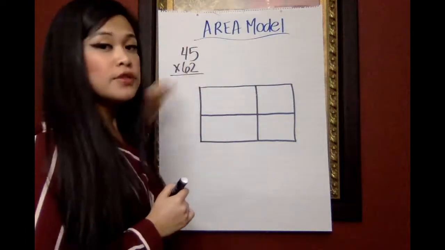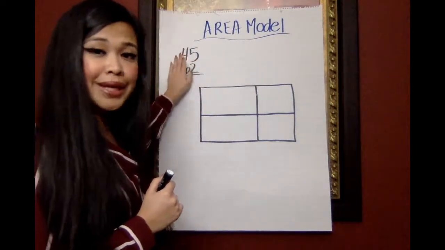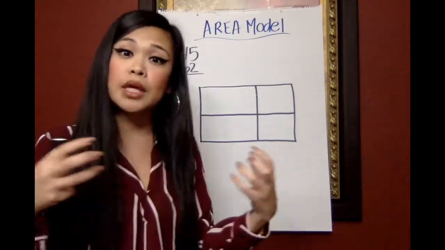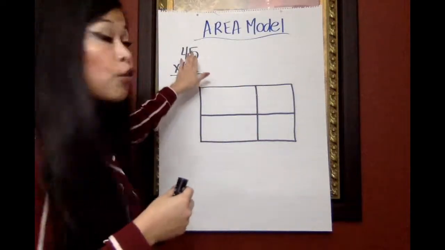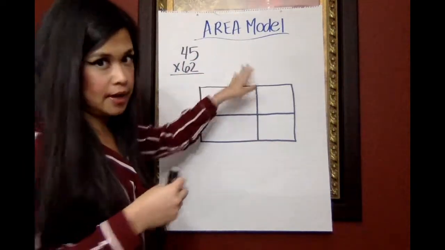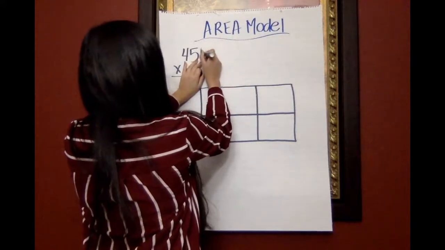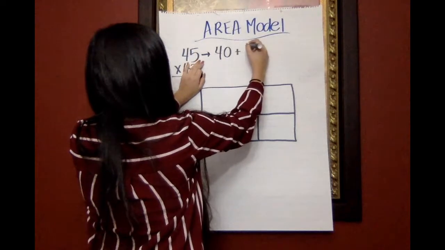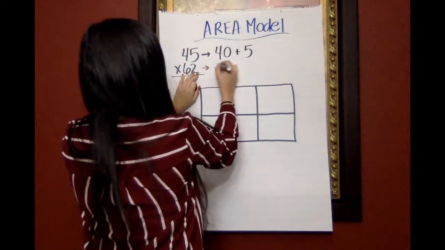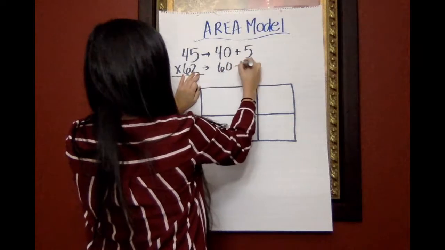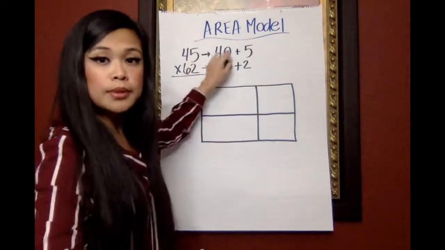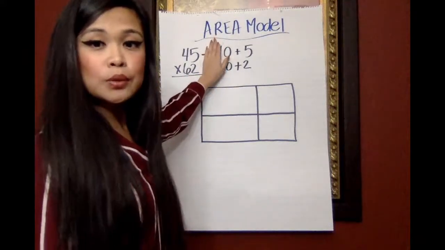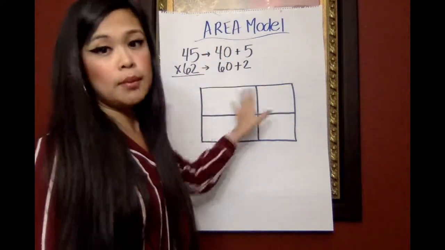So the first thing we do after drawing a rectangle is breaking 45 and 62, the factors, right, or decomposing them into their place value. So we're going to write 45 as 40 plus 5 because we know that 4 is in the tens place and the 5 is in the ones place. So you wrote 40 plus 5 and 60 plus 2. And then after we decompose these numbers, we're going to label them on our area model.